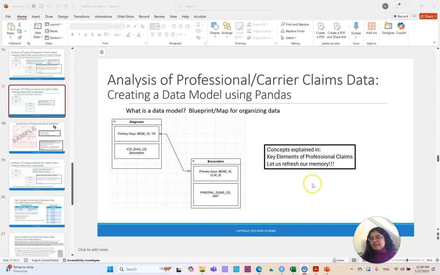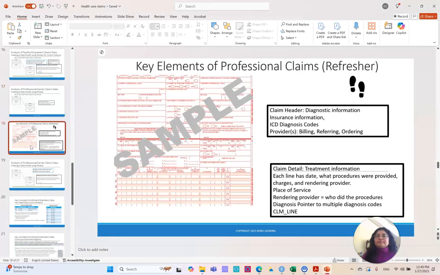Why don't we refresh our memory just a tad bit, since this is a fairly complicated area. So here's my refresher, and this is the professional claims form printed here. Of course, it doesn't help that the word sample is splayed right about here in the middle. If you see this dark line next to the S, that separates the claim header, the top part, from the claim detail. So I've put this is my claim header part and this is my claim detail part.